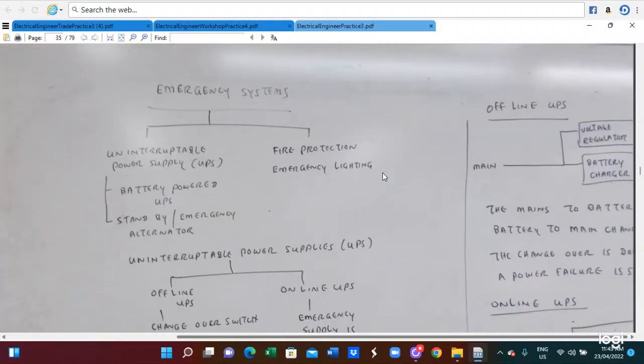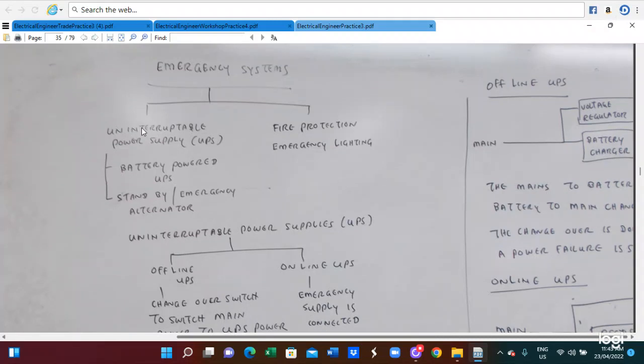So regarding the electrical engineer practice, we're talking about the emergency system. The emergency system has the interactive power supply or battery power UPS, standby emergency alternator. Those are the parts of the emergency system. In the meantime, another emergency system is fire protection and emergency lighting.